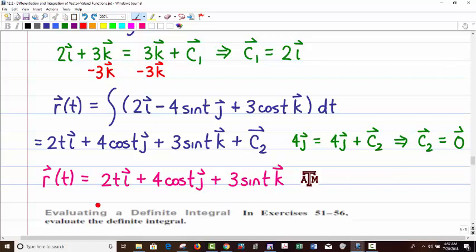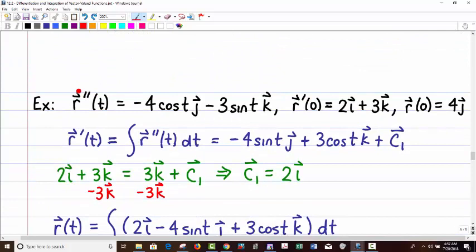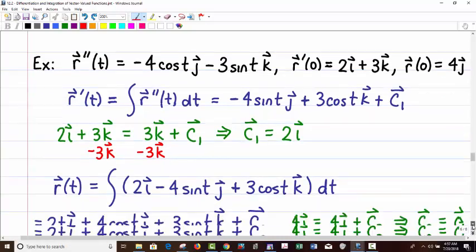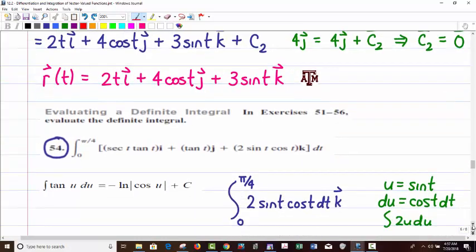So the final answer, r of t would equal 2t i plus 4 cos t j plus 3 sine t k. So what this is telling you is that the vector valued function satisfies 3 conditions. It's telling you its second derivative is going to equal this. r prime of 0 will equal that. And then r of 0 will equal that 4j. So it's satisfying 3 things, which obviously you could check if you wanted to.